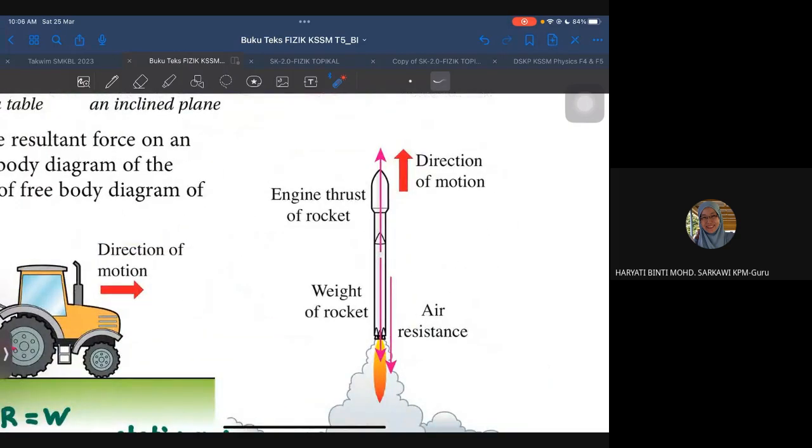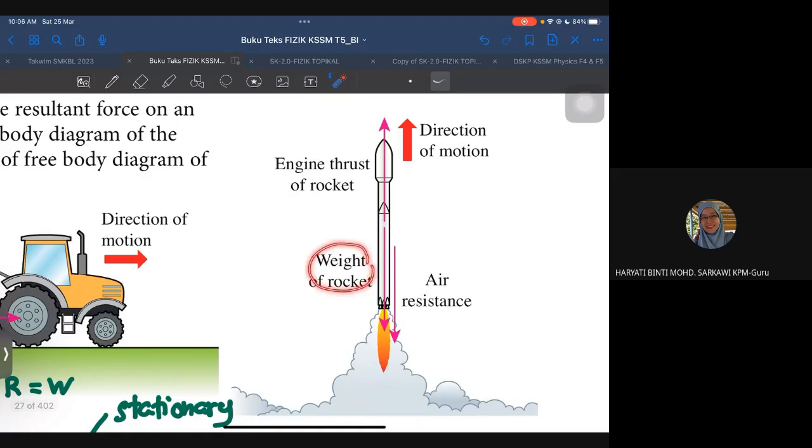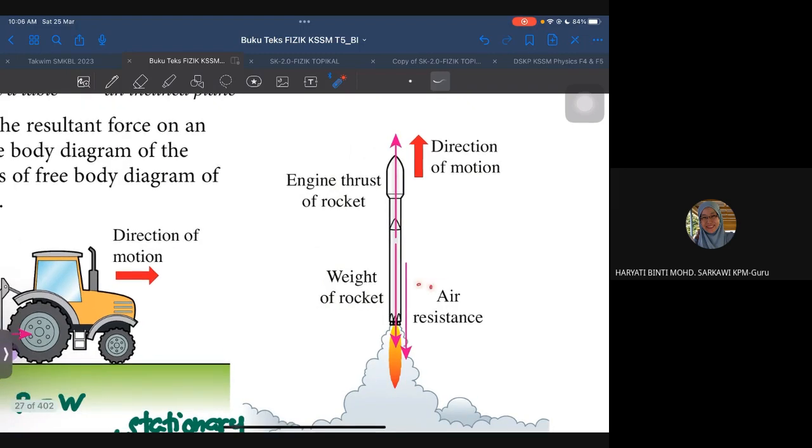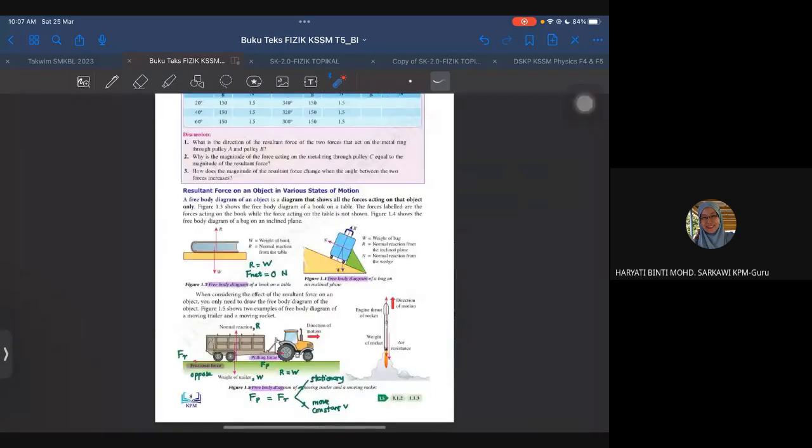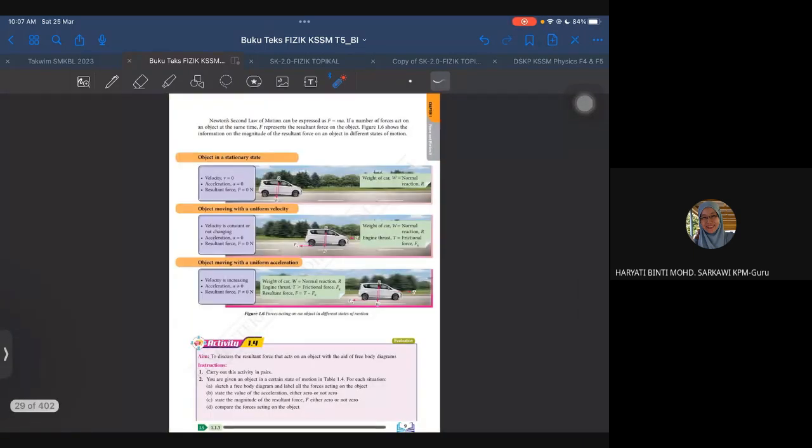This one also the same thing. Can see, right? So we have the force acting upward, and then another force, which is the weight of the rocket. The force thrust upward, the weight of the rocket downward. So we label like that. And there is another force acting, which is the air resistance. Because air resistance here acts just like the frictional force, it opposes the motion. So when the motion is upward, the direction of the air resistance is opposite to the motion. Boleh faham? So far okay.